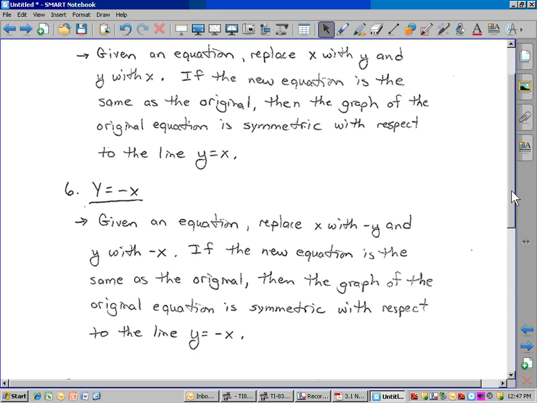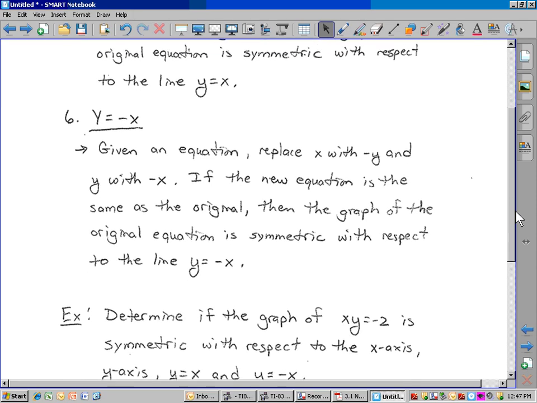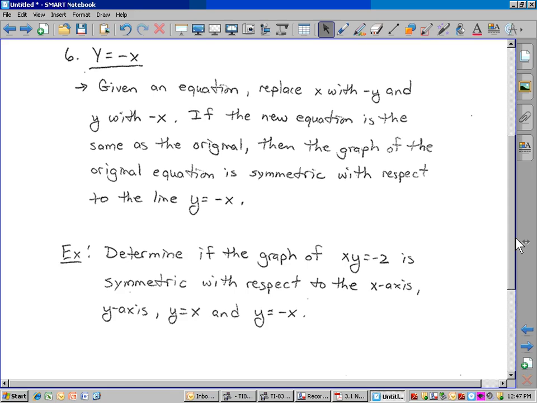I'm going to slide this down a little bit. Is everybody okay with the first one? y equals x? Leave it there. Examples at the bottom.